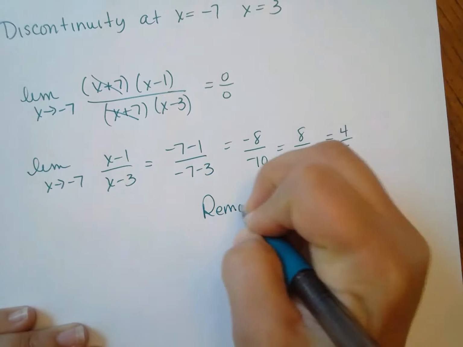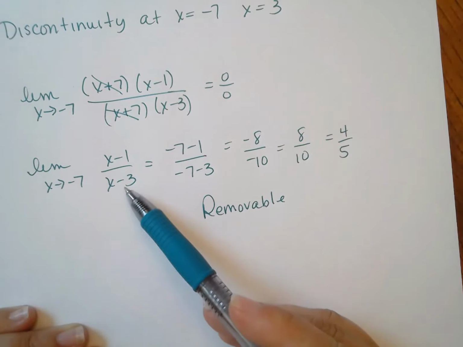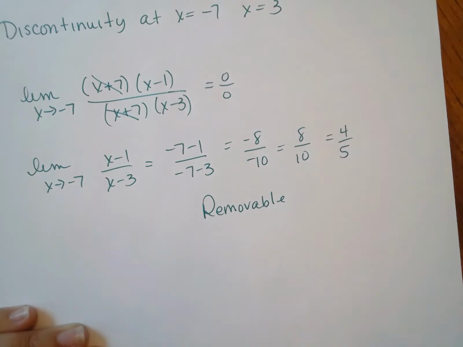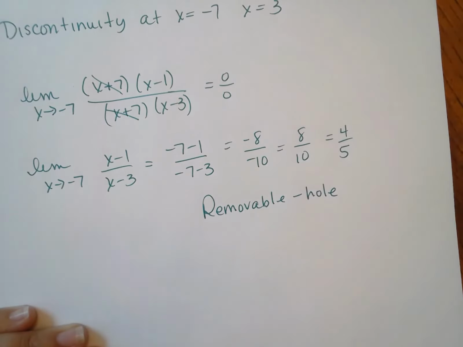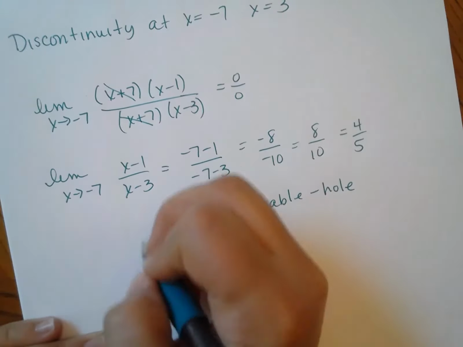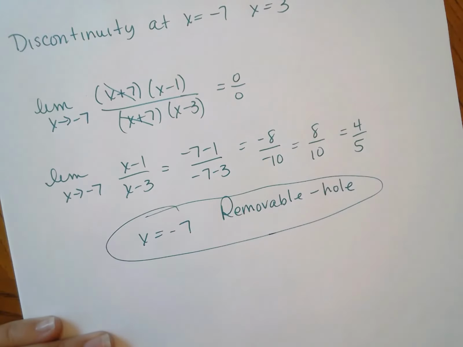When my limit exists like that, and I have that algebra trick where I can find another function that behaves just like it, except for right here, that makes it removable. It means it's a hole. Okay, so there's x equals -7. So that's my first discontinuity. All right, so we've talked about that one.